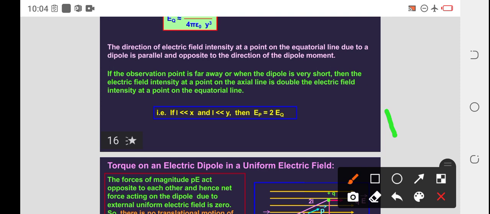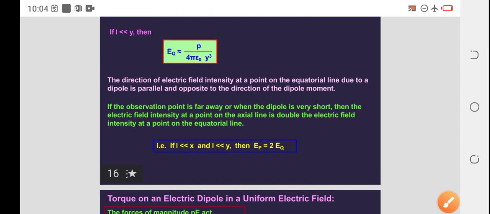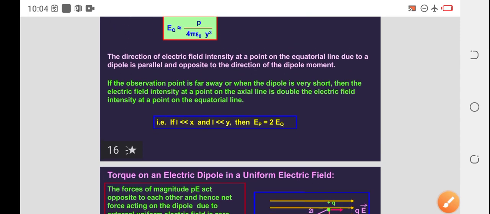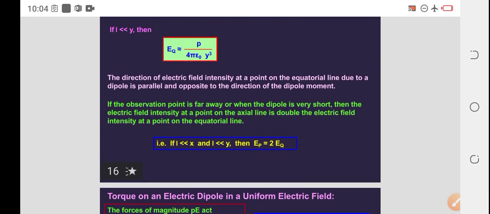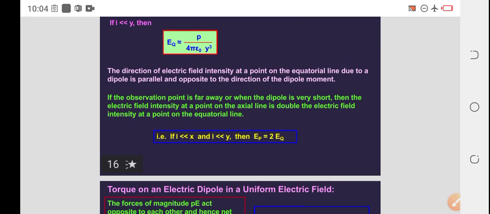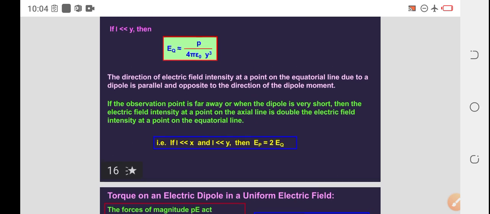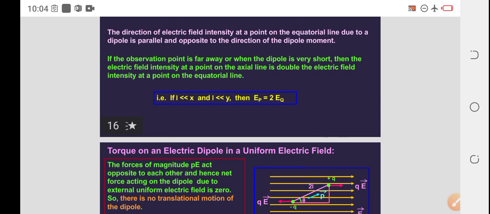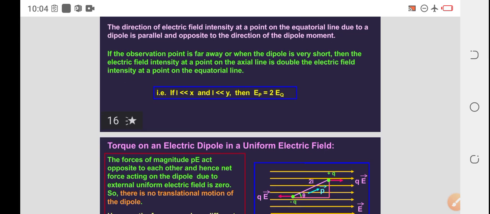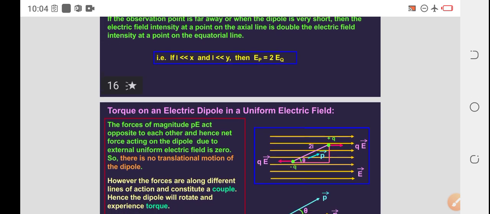So here, the equatorial field is p by 4 pi epsilon naught y cube, but the axial field is 2 times the equatorial. 2 times the equatorial. So that's the reason. The field along the axial line is greater than along the equatorial line.